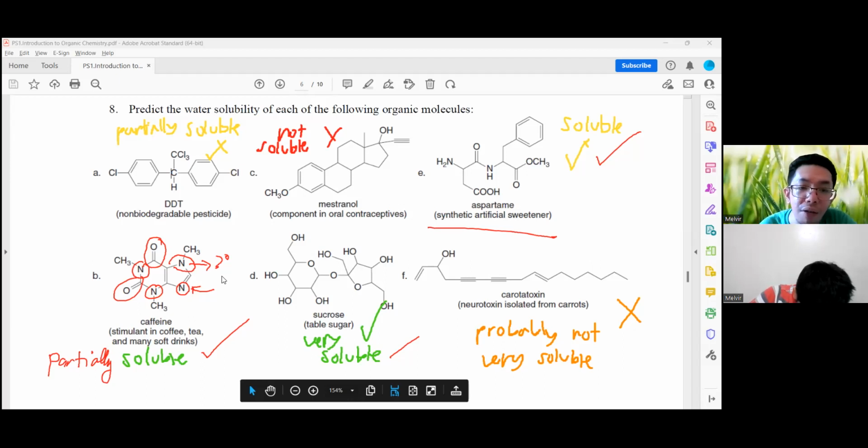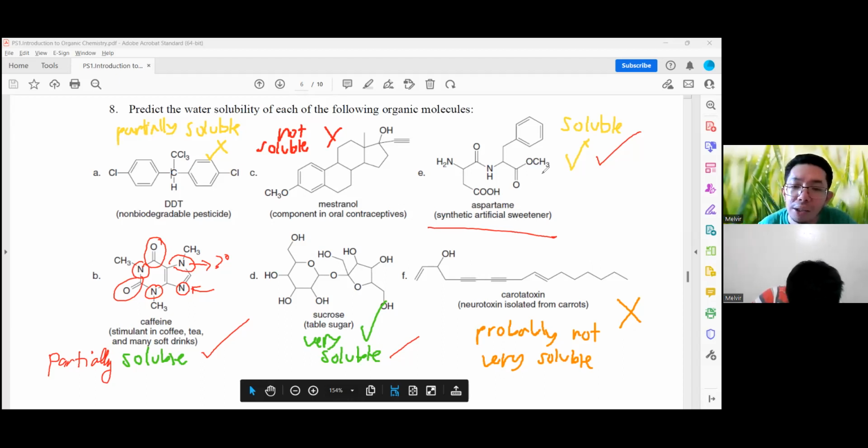Though aspartame contains a phenyl ring, may phenyl ring ka, oh. Tingin mo, Josh, bakit insoluble? Ay, insoluble. Bakit soluble si aspartame sa tubig? Kasi may ether po siya. Where's the ether? Ay, ester pala. Tsaka meron pala pong amine.